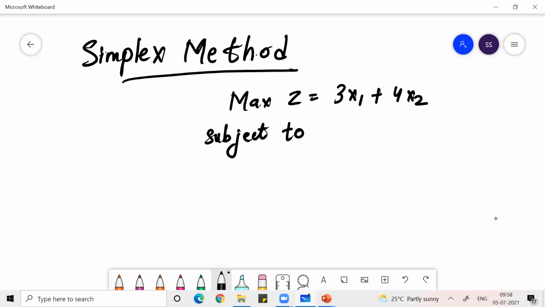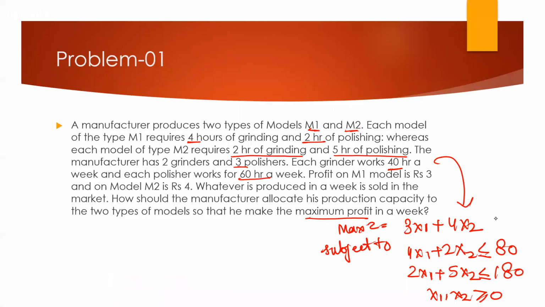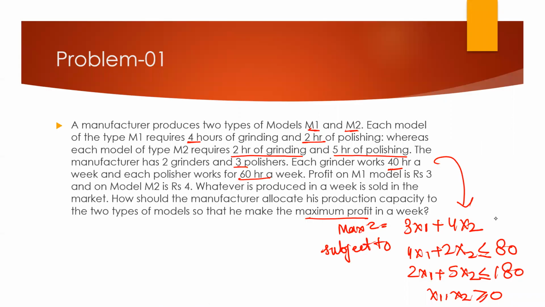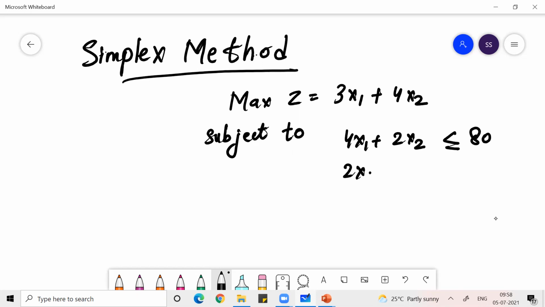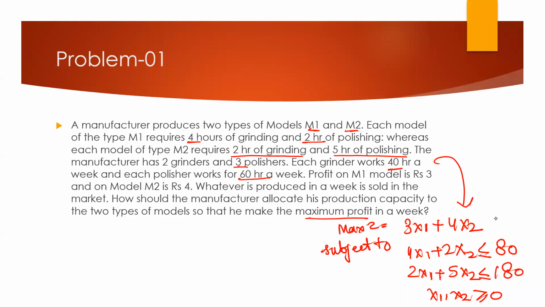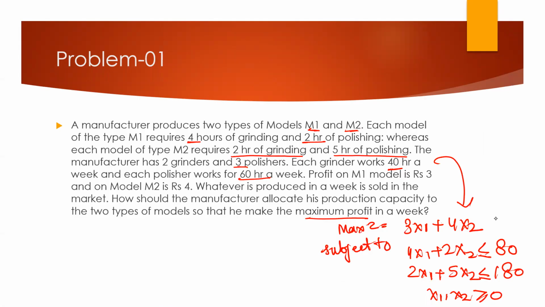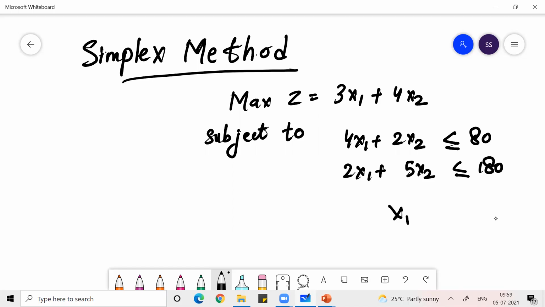4x1 plus 2x2 is less than or equal to 80, 2x1 plus 5x2 is less than or equal to 180, and then x1, x2 should be greater than or equal to 0. Clear, everyone?